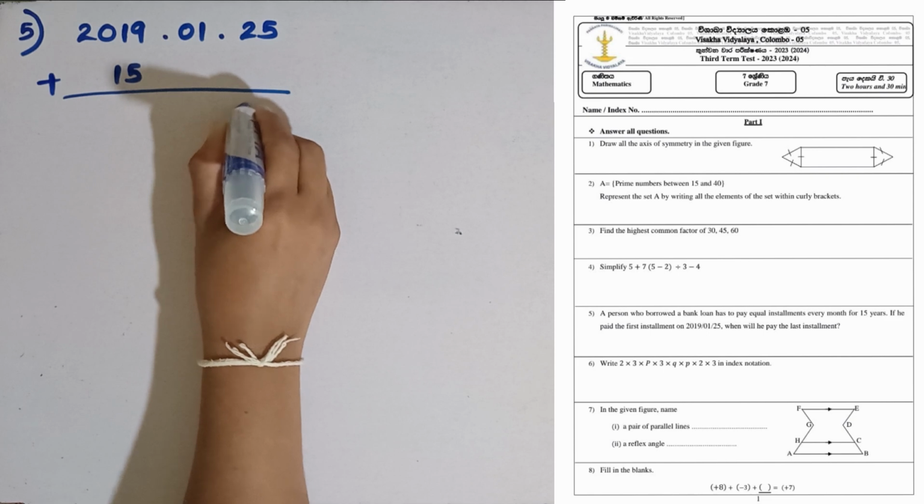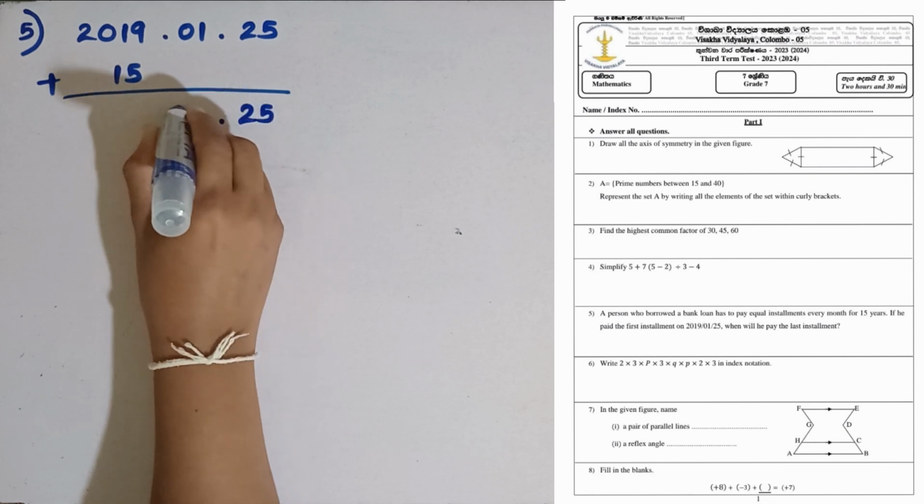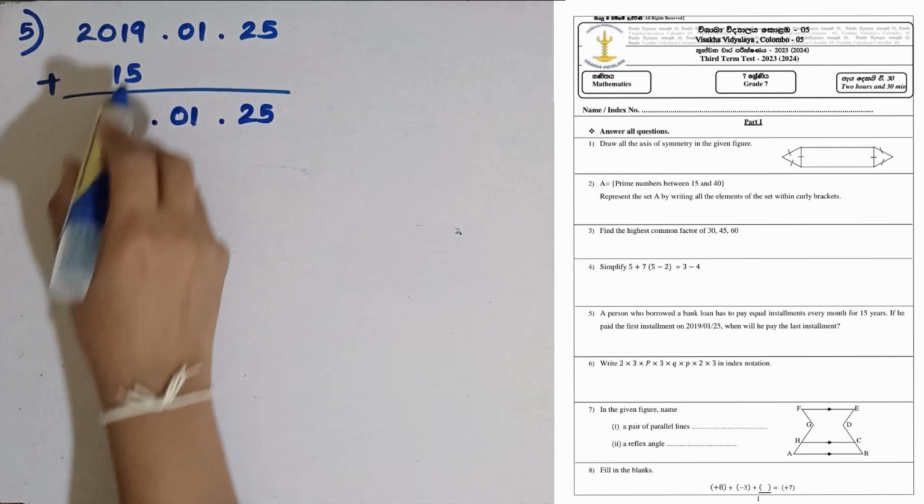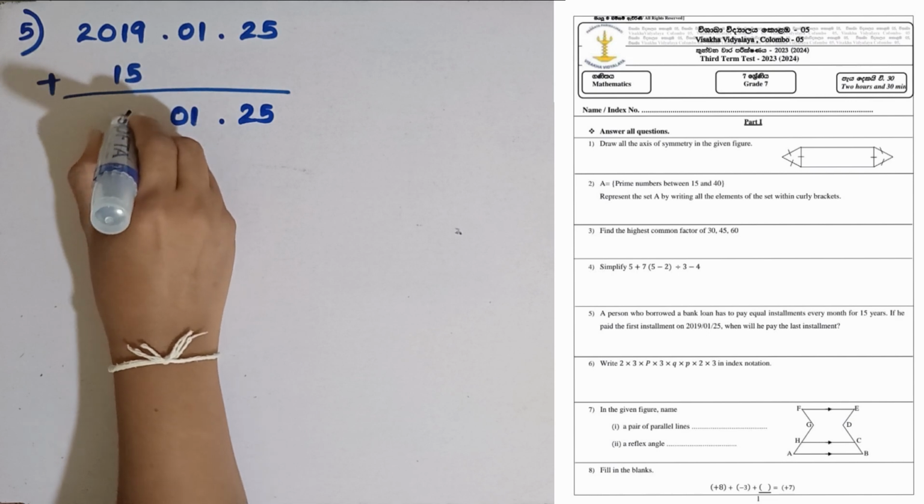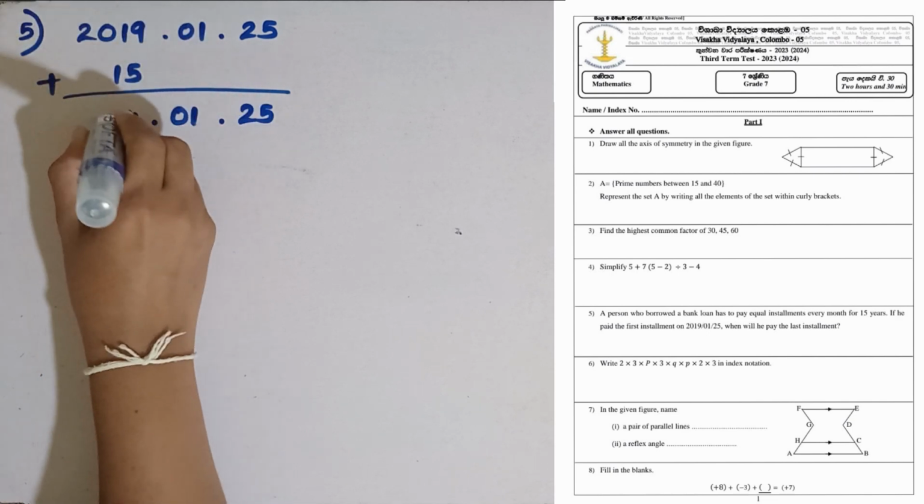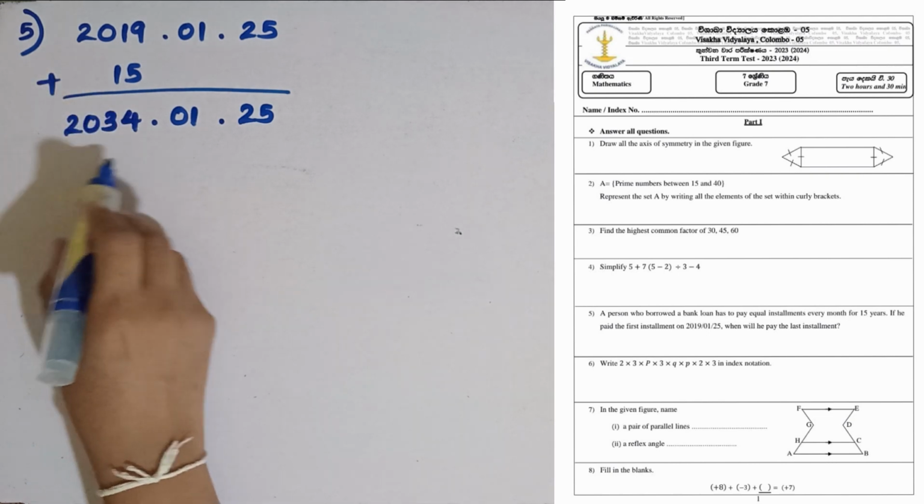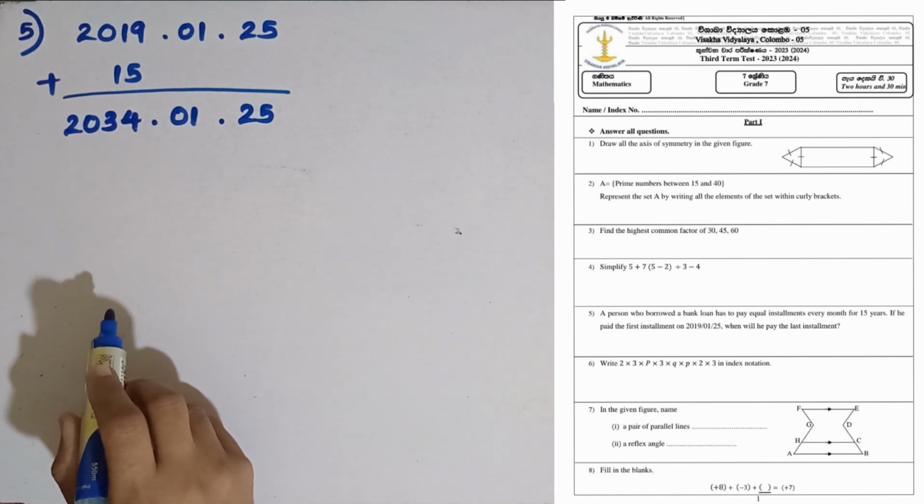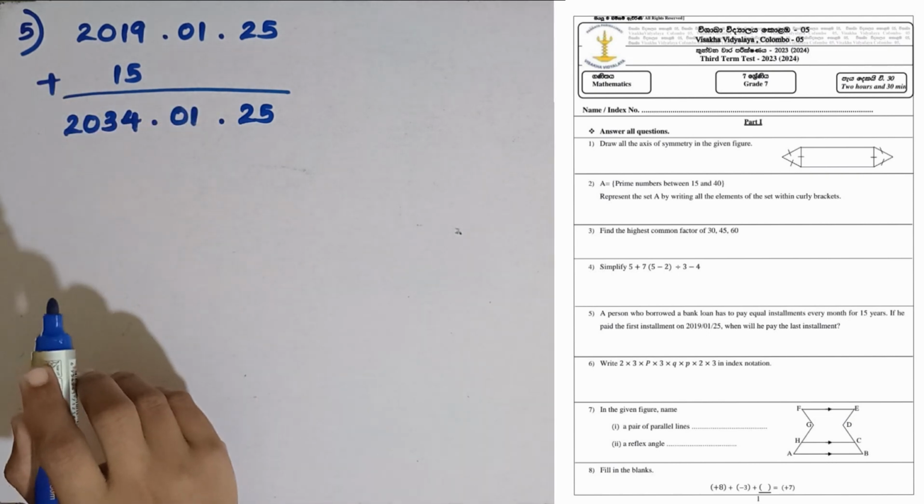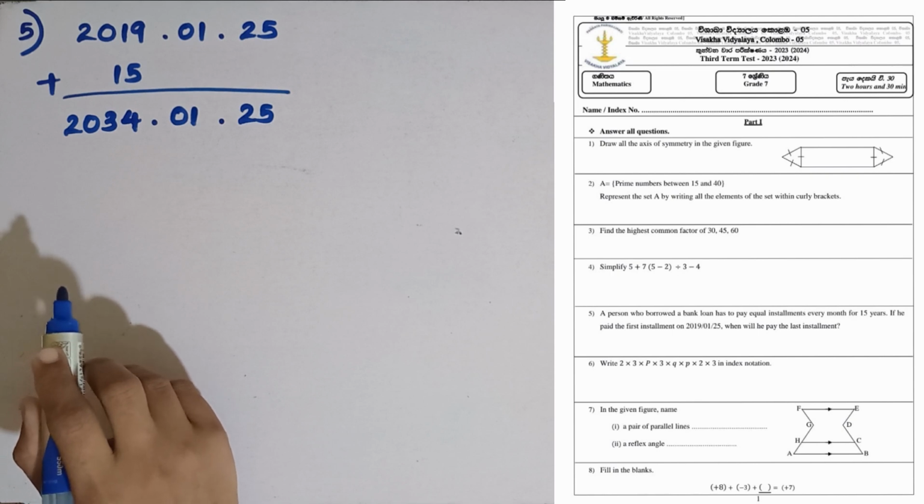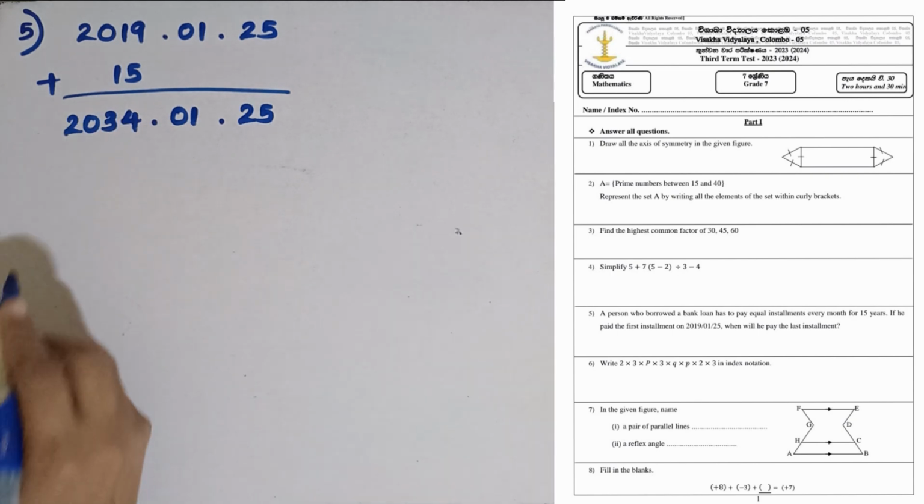Here the same date and same month. Then 9 plus 5 is 14. 1 goes to the other side. Then the addition 3. Then here 2034 January 25th. This is the date of the last installment.